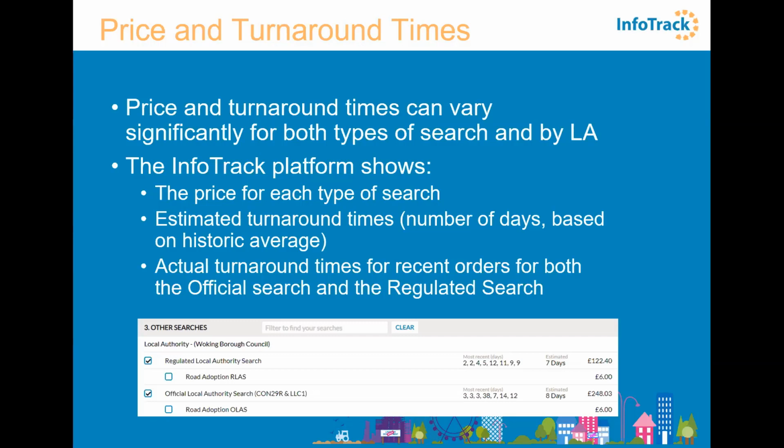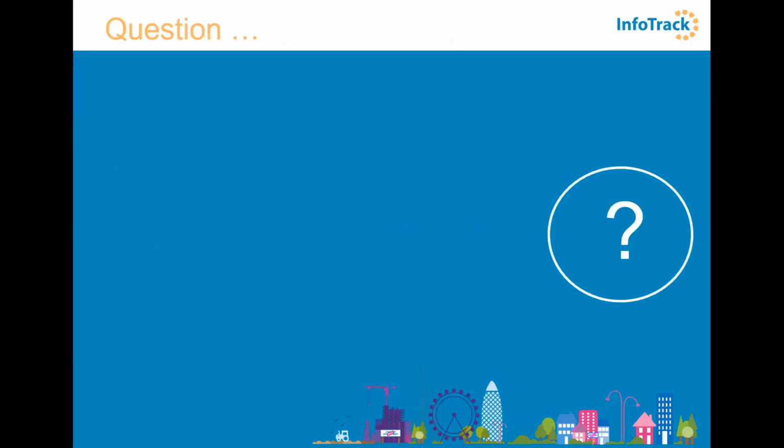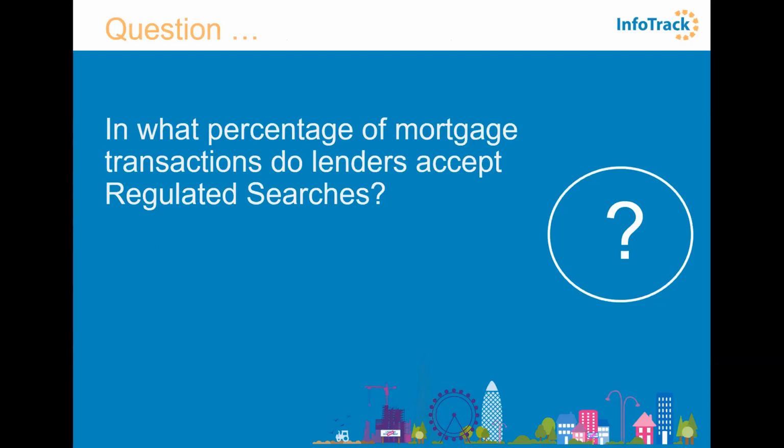So here is a question. In what percentage of mortgage transactions do lenders accept regulated local authority searches? Emphasis on the word regulated there, rather than personal. So these are the three options, and whenever I present this to clients and give them those three options, they don't tend to believe us. They always think, oh no, that is a little bit too high, if not what they believe. However, the correct answer is 99%.